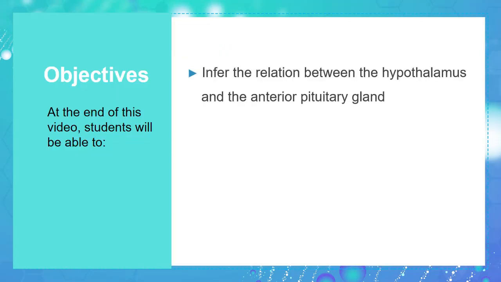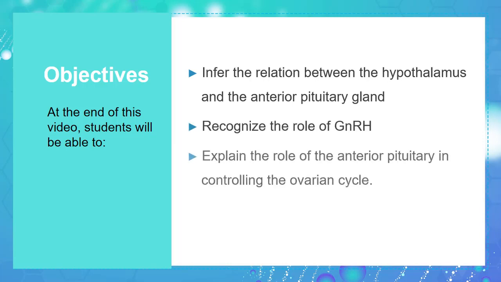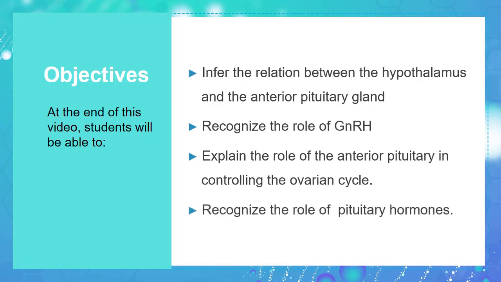In this document, you will study the relation between the hypothalamus and the anterior pituitary gland, as well as the role of the hormone GnRH. Then, you will study the role of the pituitary in controlling the ovarian cycle and get to know more about the hormones released by the pituitary gland for this purpose.